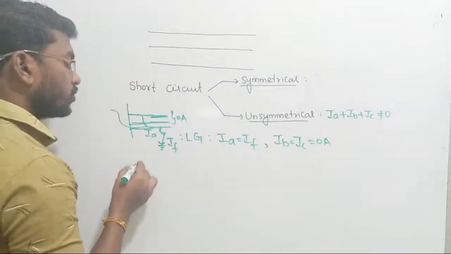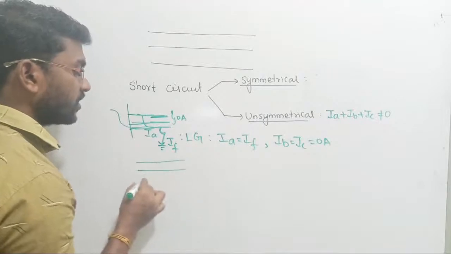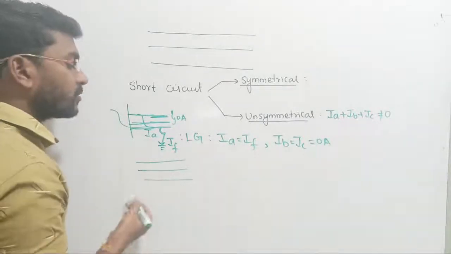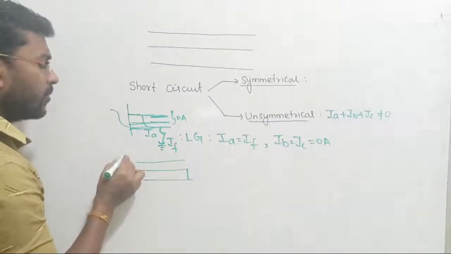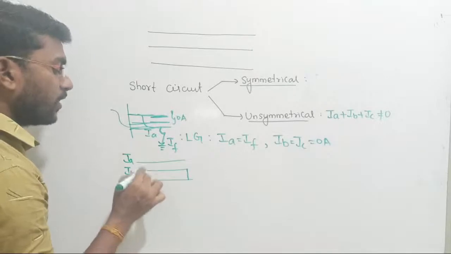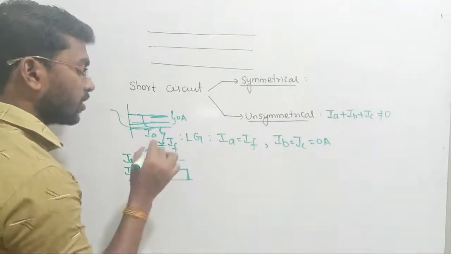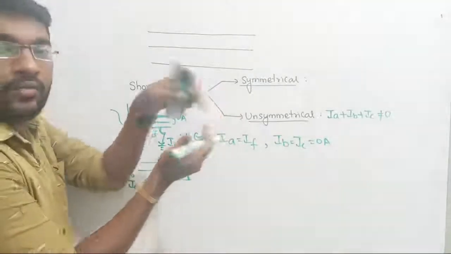Next, what are we going to observe? Second, suppose there are 3 transmission lines. Of the 3 transmission lines, 2 transmission lines are going to be shorted together. For example, let me take this is phase IA, this is IB, and this is IC. When the 2 transmission lines are shorted together, see, the 2 transmission lines are in parallel. If I am shorting them, then what will happen?